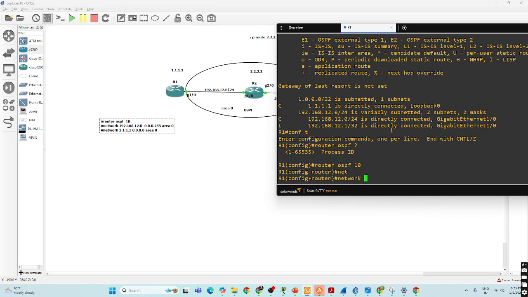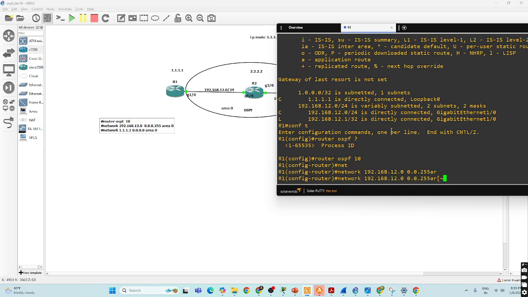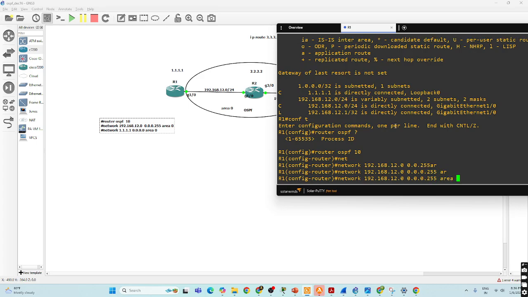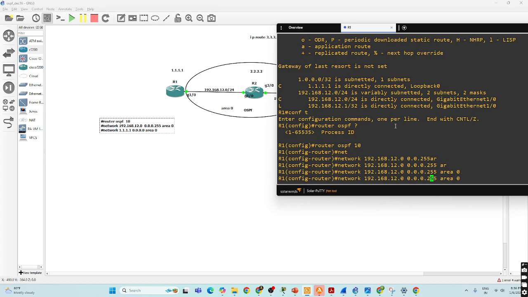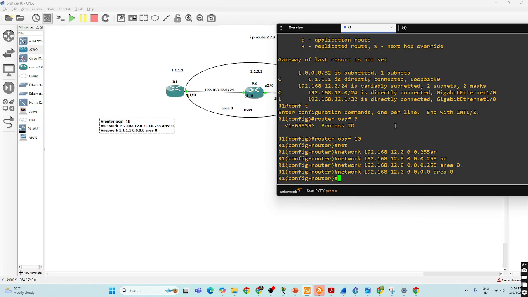What I have taken here is 10. Then after that you need to advertise the routes: 192.168.12.0 and the wildcard mask, and you need to give the area, area 0. Next, what network do you want to advertise? 1.1.1.1 and then the wildcard mask and area 0.